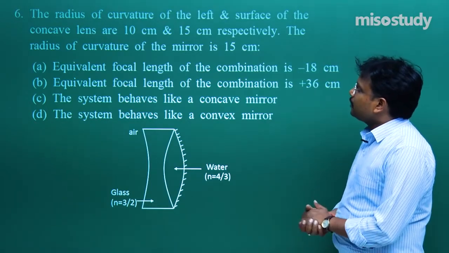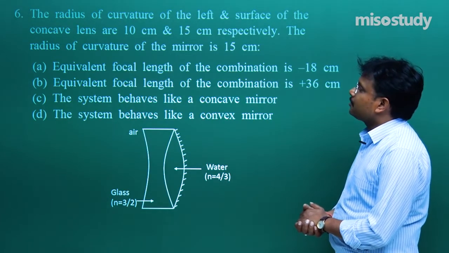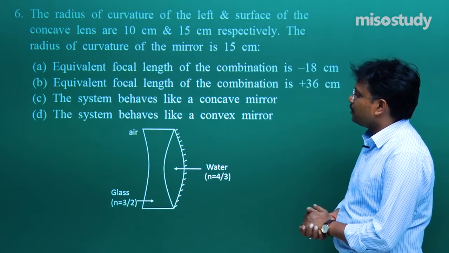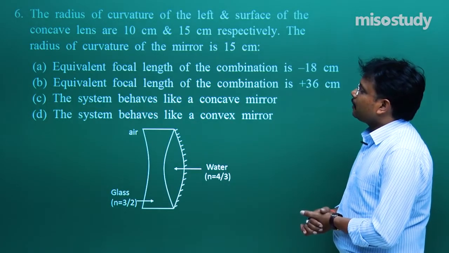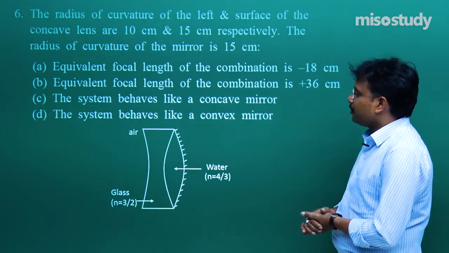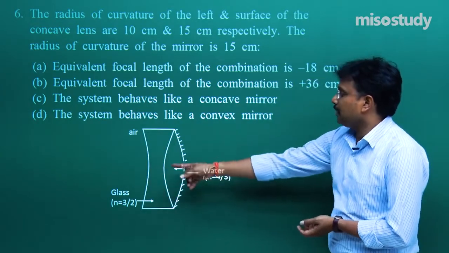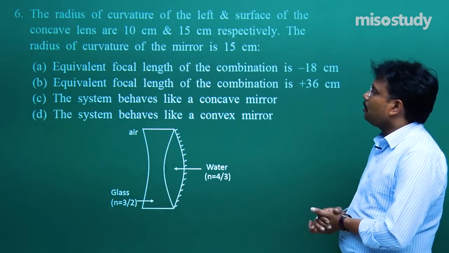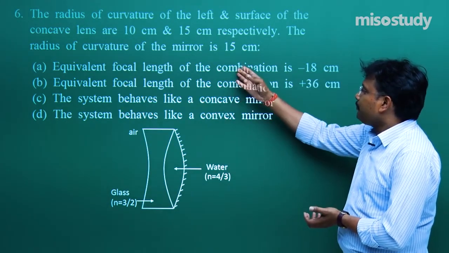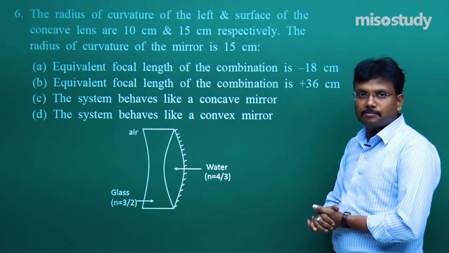The radius of curvature of the left hand surface of the concave lens are 10 centimeter and 15 centimeter. This is the diagram. The radius of curvature of the mirror is 15 centimeter. This is the mirror and these are the two curves, left and right surfaces of the lens. Now you have to pick which one is the correct option.